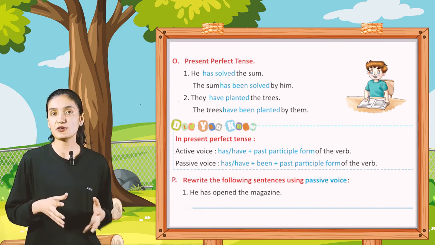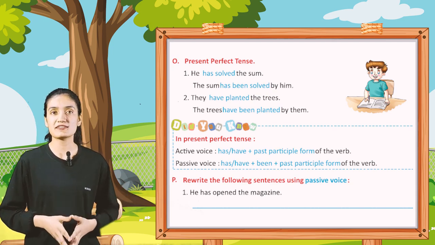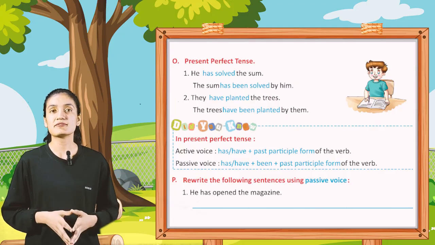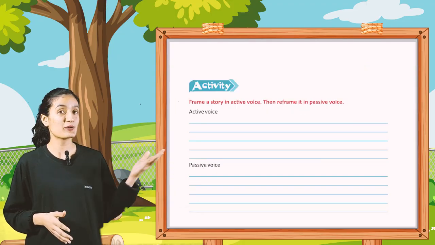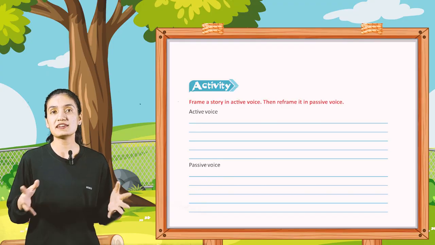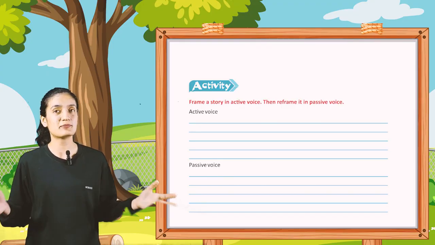P. Rewrite the following sentences using passive voice. He has opened the magazine. The magazine has been opened by him. Now do the activity. Frame a story in active voice and reframe it in passive voice.